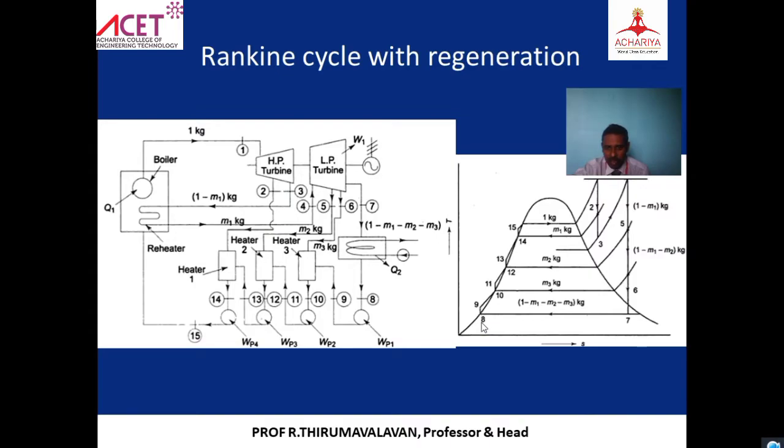The first, how much amount of steam? H9 minus H8 into 1 minus M1 minus M2 minus M3. Then again here H11 minus H10, how much amount? 1 minus M1 minus M2. Then again if you are coming here, H16 minus H12, how much amount is going? 1 minus M1 amount only is coming.